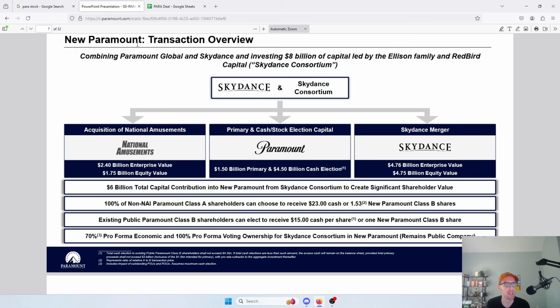I'll go over it again later. I have a spreadsheet that I'll share with you guys in more detail to show you the amount of dilution, etc. But that's kind of the basics of the deal. So what's the idea here?